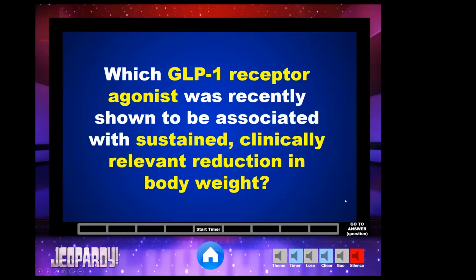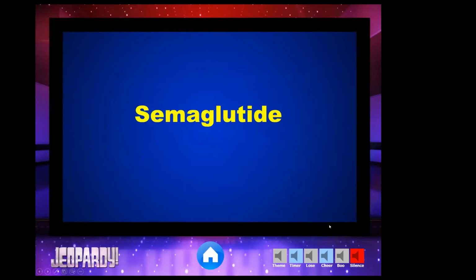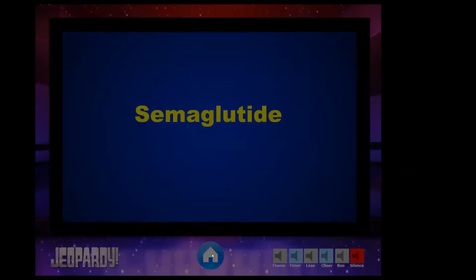Do you want to say Ozempic, semaglutide? Semaglutide is the right answer. Good job, team 3. Great answer. Semaglutide recently shown, probably a class effect, but this is the specific GLP-1 used in the trial.